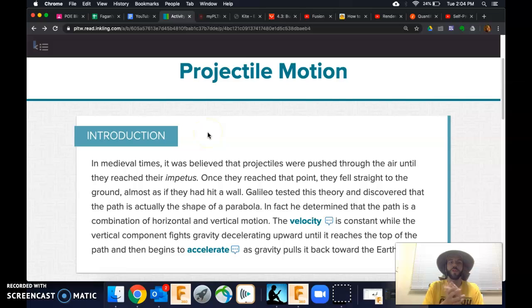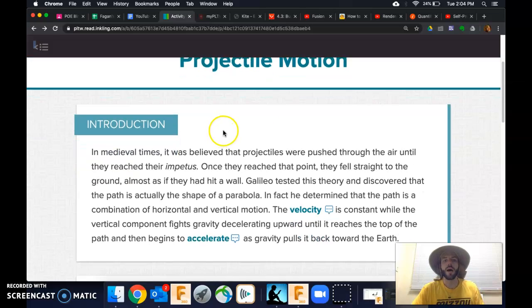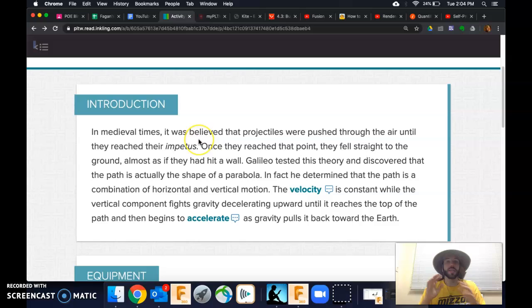So as far as projectile motion, this is 4.2.2. Basically, in the medieval part of our history, they thought that instead of things traveling like this when you launch them, in a parabola, which Galileo discovered, you shoot something and then it literally hits the wall and falls. They called that its impetus. They reach their impetus. So you shoot it and it goes, and then it's run out of steam and it just falls. That is not what happens.